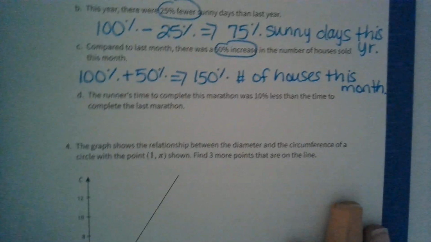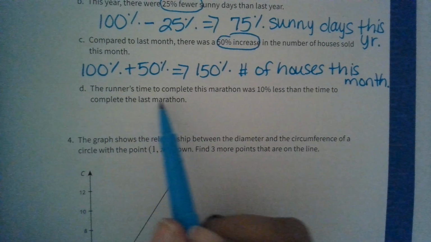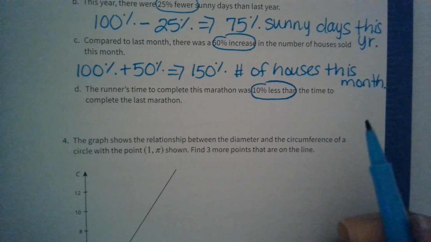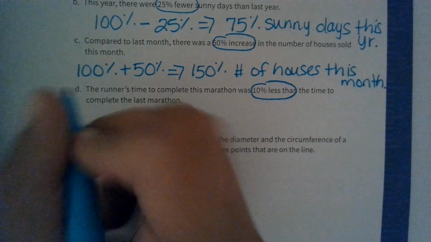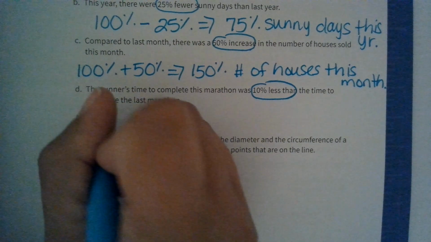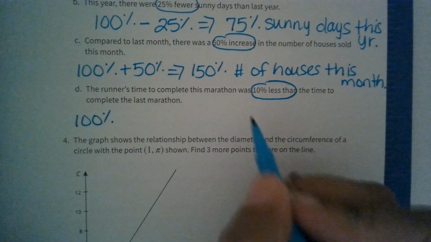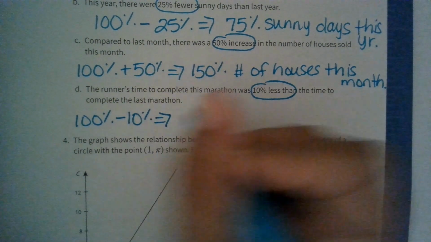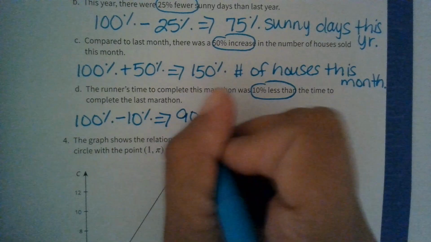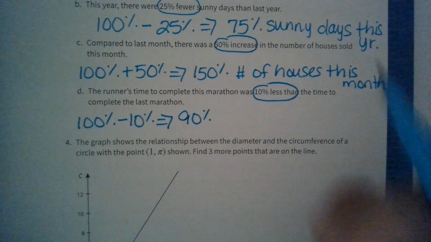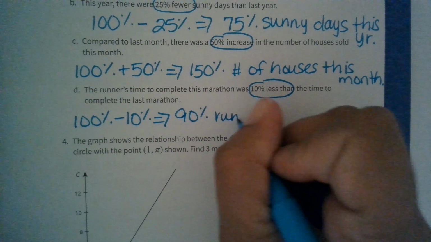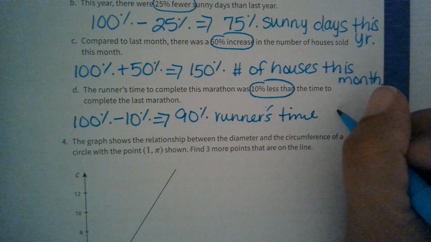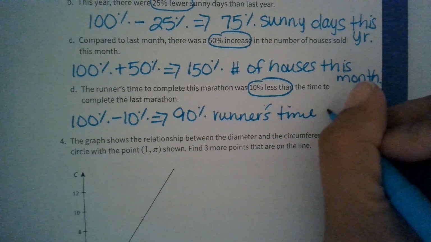Okay? And last but not least, the runner's time to complete this marathon was 10% less than the time to complete the last marathon. So again, you had to start at 100. Less than means I'm taking 10% away from 100. Well, 100 minus 10 gives me 90%. So I'm talking about 90% of the runner's time. And let's say for this marathon.